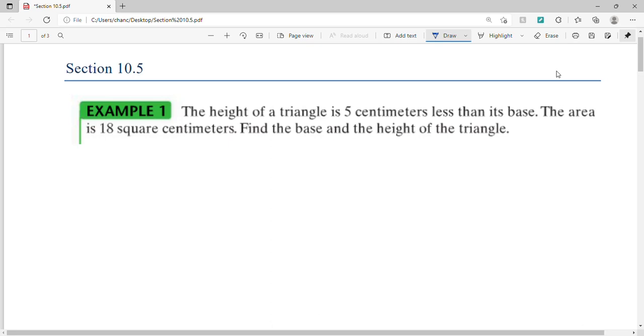Let's look at section 10.5 where we'll explore some word problems. In example 1, the height of a triangle is 5 centimeters less than its base. The area is 18 square centimeters. Find the base and the height of the triangle.